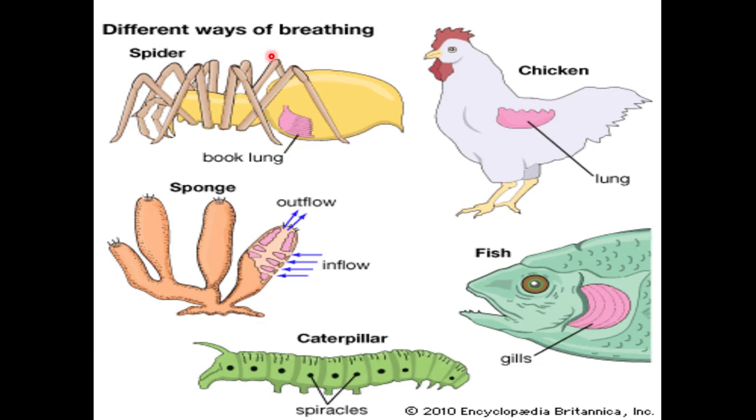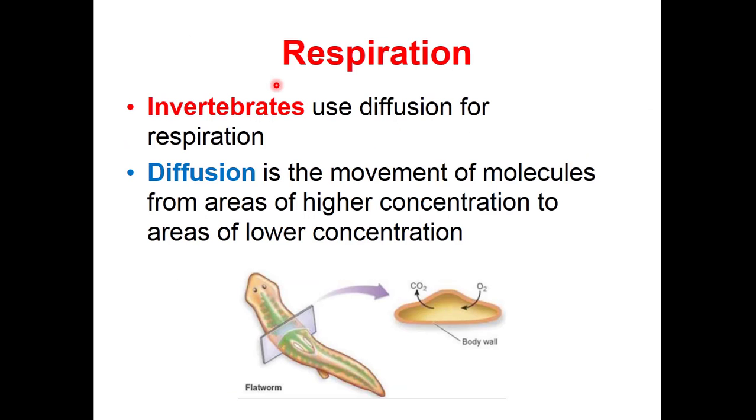There are different ways of breathing. For example, spiders breathe using book lungs, and sponges filter water and get oxygen from the water, and fish use gills, and chickens and mammals use lungs. Okay, we have different ways of respiration.